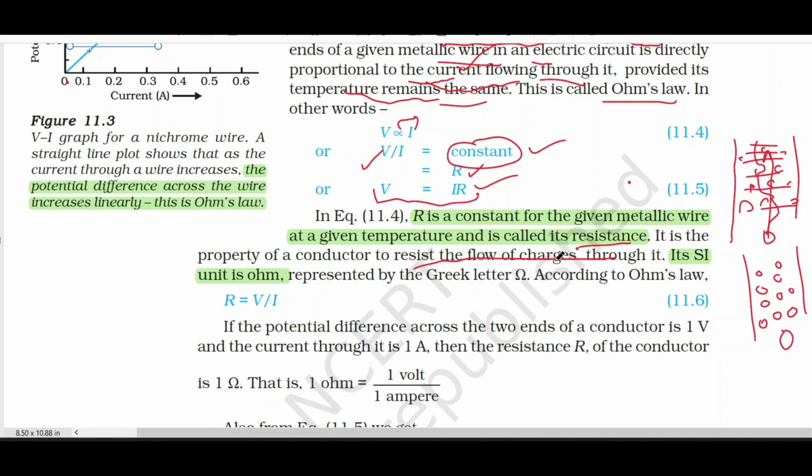and this is called the resistance. The SI unit of resistance is ohm, represented by the Greek letter Omega. So this is the Greek letter how you represent ohm. According to Ohm's law, R, which is constant, is the ratio of V by I. If the potential difference across the two ends of the conductor is 1 volt and the current through it is 1 ampere, then the resistance of the conductor is 1 ohm. तो अगर आपका पोटेंशियल डिफरेंस अक्रॉस एनी कंडक्टर 1 वोल्ट है, करंट 1 एम्पियर है, तो आपका रेजिस्टेंस कितना हो जाएगा? 1 ohm. Okay, and this is represented in this way mathematically.